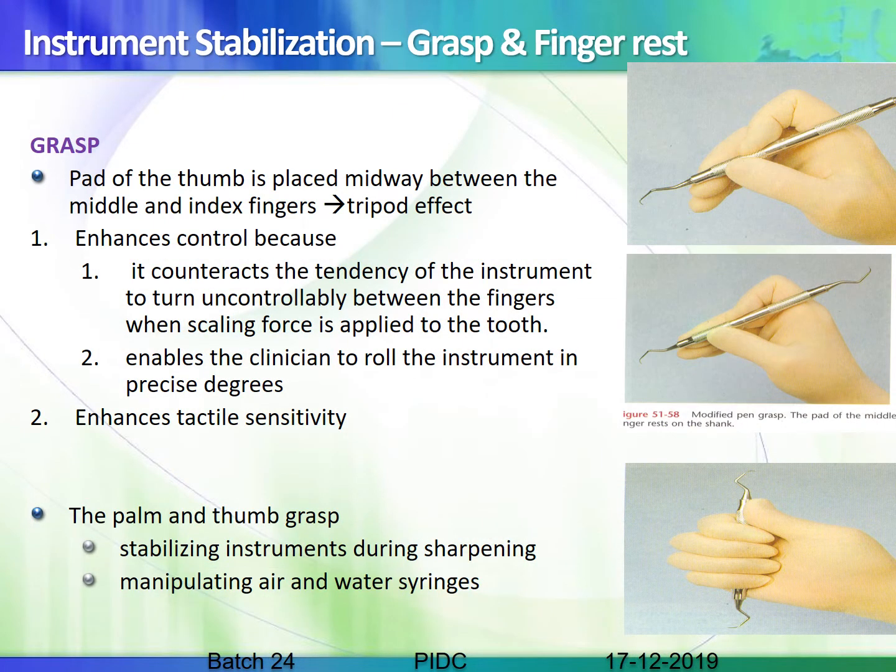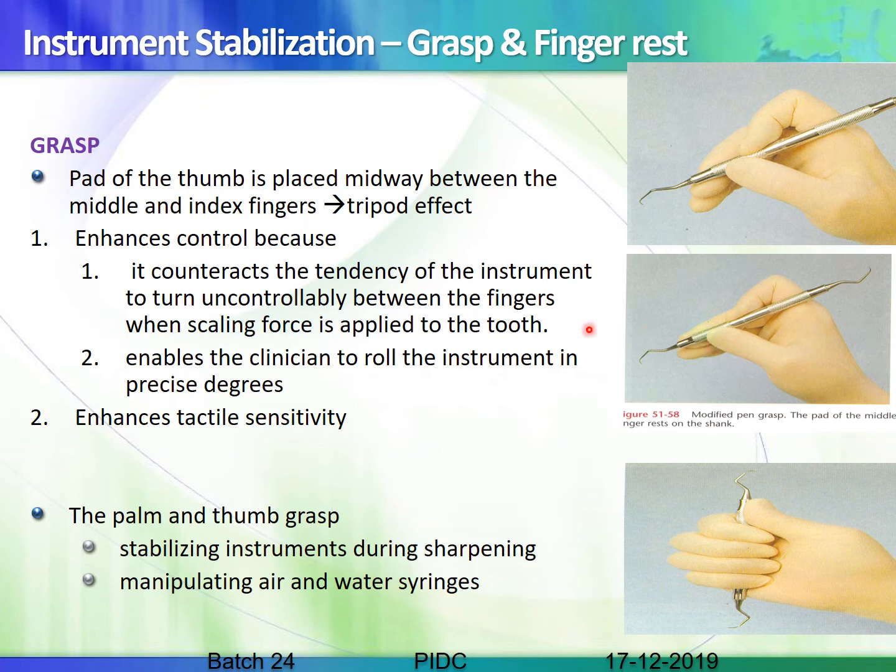Next, coming on to instrument stabilization, grasp and finger rest. The pad of the thumb is placed midway between the middle finger and the index finger. So this is called the tripod effect. Here you can see in the picture that the pad of the thumb is placed midway between the middle and the index fingers, and all these fingers are touching the instrument. So this creates a triangular force here, otherwise known as the tripod effect.